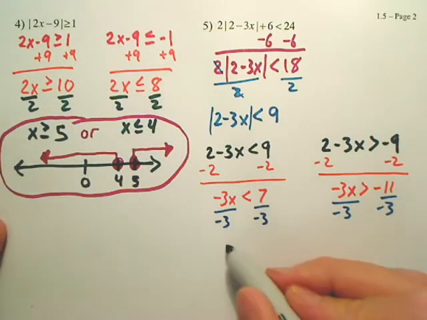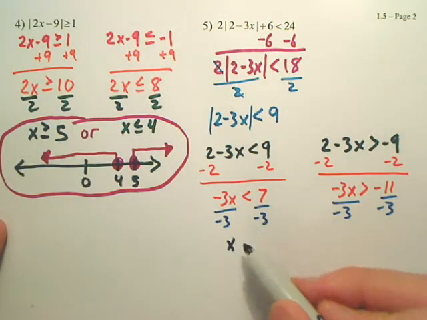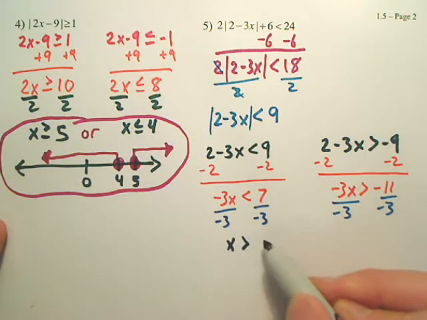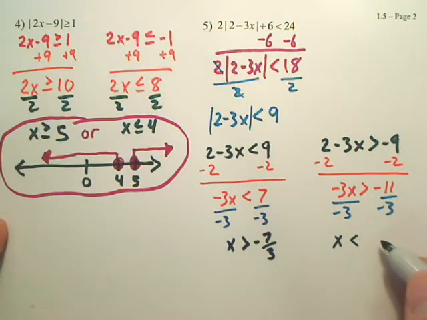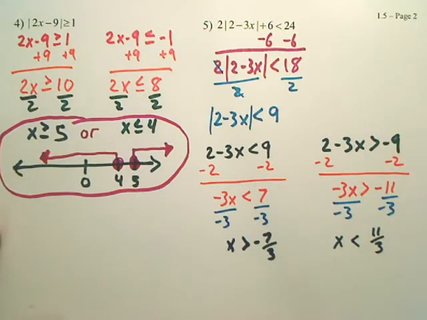My answer, x. Do we switch the sign? Yes, because we divided by a negative. And my other one, do we switch that? Because we divided by a negative. So that becomes a positive 11 over 3.